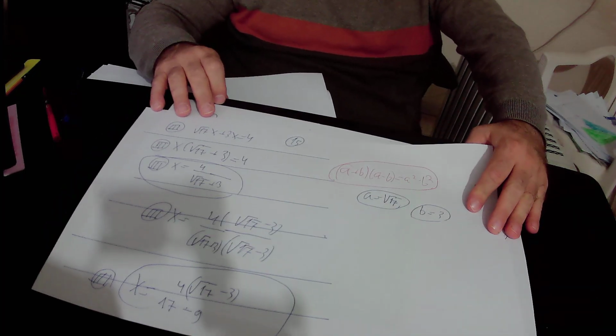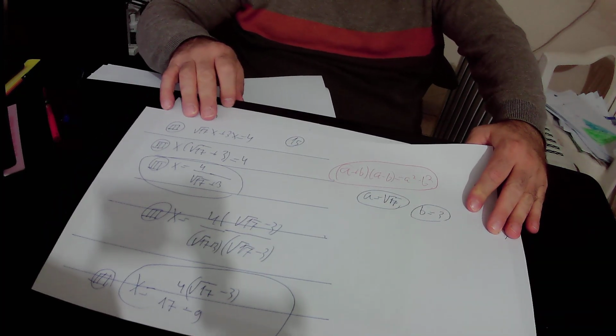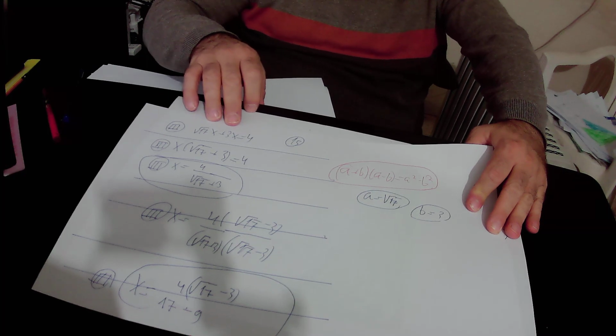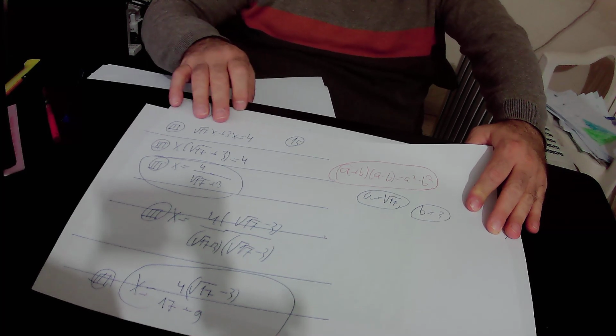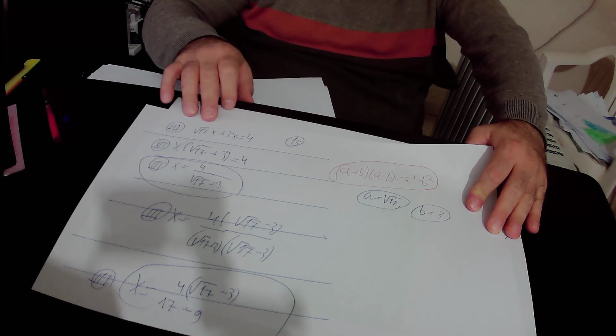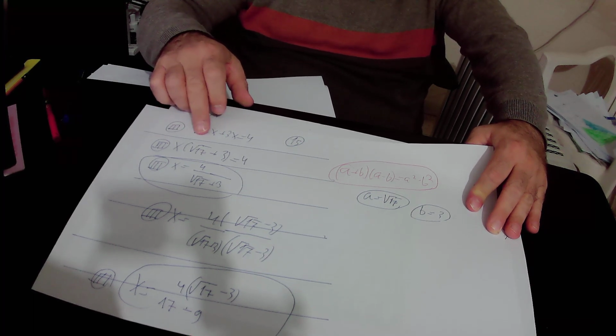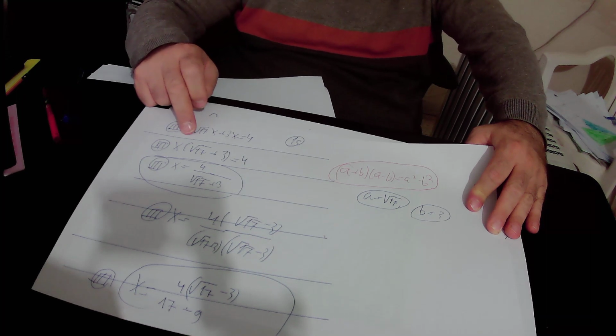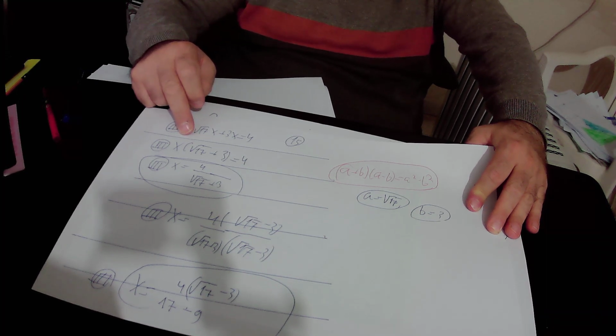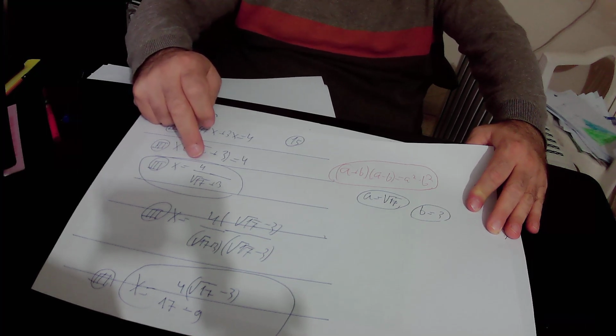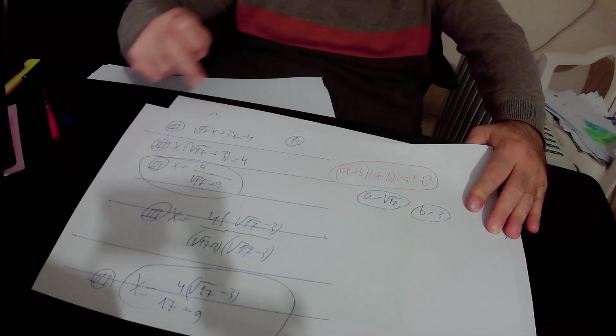square root of 17x plus 3x equals 4. Here we took a common factor x from this expression, and we got that x times square root of 17 plus 3 equals 4. We divided this equation by square root of 17 plus 3, and we got that x equals 4 over square root of 17 plus 3.